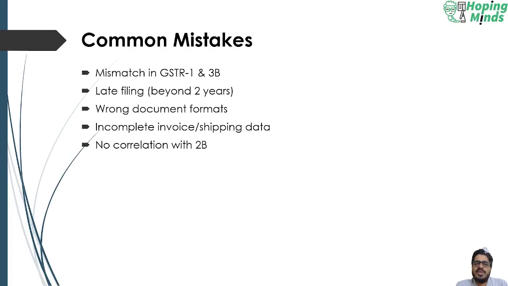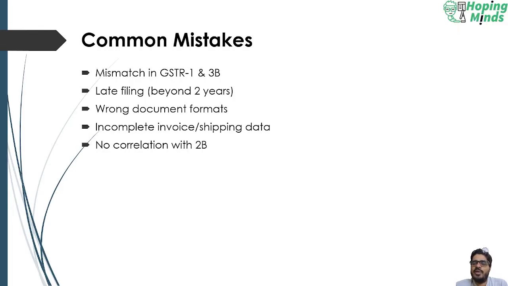Next, what are the common mistakes at the time of filing of refund application? Mismatch in GSTR 1 and GSTR 3B. So there is a turnover mismatch or the mismatch in taxes as per GSTR 1 and as per GSTR 3B. Then late filing of refund application, that is filing of RFD 01 after the prescribed time period, that is beyond 2 years. Then wrong document formats.